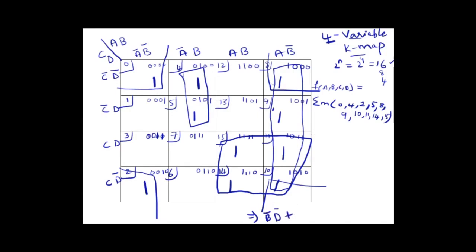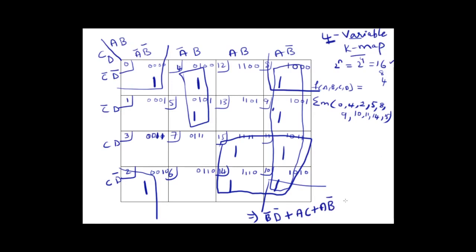Next, the other group. From this group, I have C common, and from both rows I have A common. So AC plus, and this 4 ones group. From this 4 ones group, common is A, B bar is common for all the 4 ones, and here there is nothing common because the ones are C, D bar, C bar, D, but there is no C bar. So I'll write A, B bar, and I don't have anything common in these 4 ones.